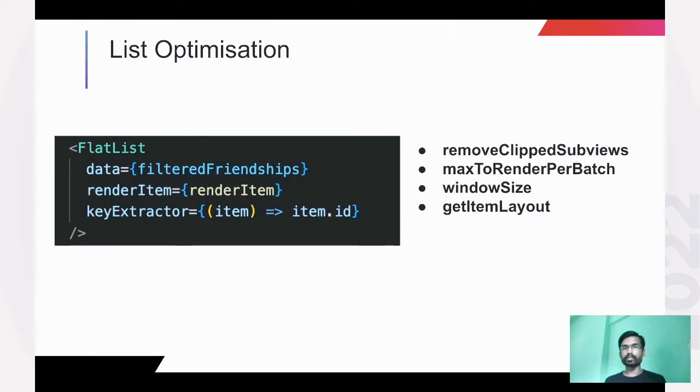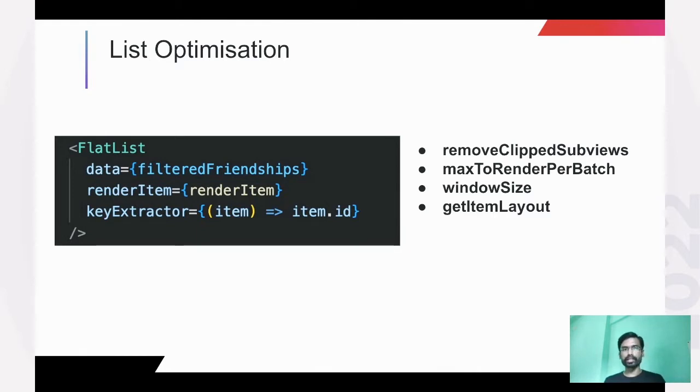So we can pass certain values based on our requirements in the app, like how many items we want to keep rendered or mounted at the same time. Based on those values, it unmounts the unnecessary components. So that improves our performance on flat list a lot.